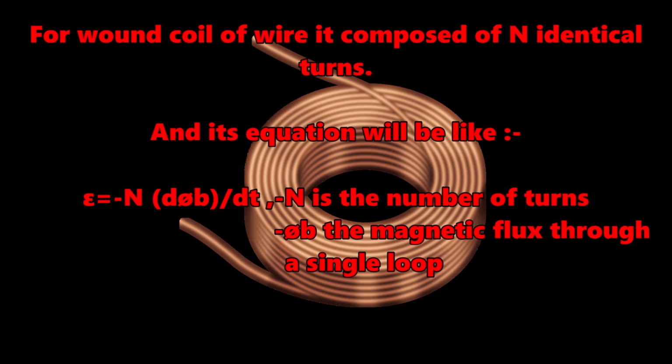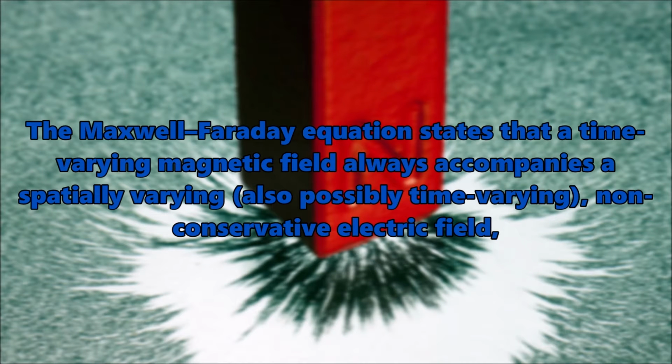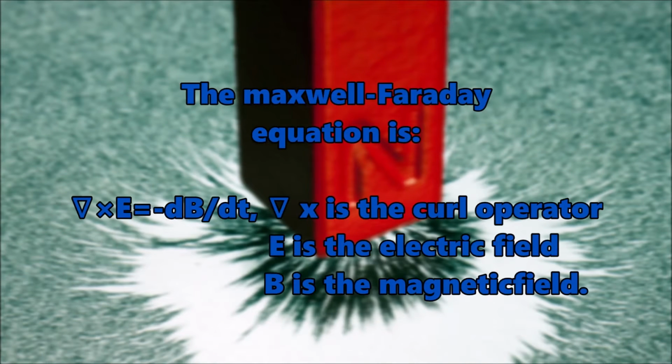For one coil of wire, composed of n identical turns, its equation will be like below. The Maxwell-Faraday equation states that a time-varying magnetic field always accompanies a spatially varying, and possibly time-varying, non-conservative electric field. And the Maxwell-Faraday equation is like below.